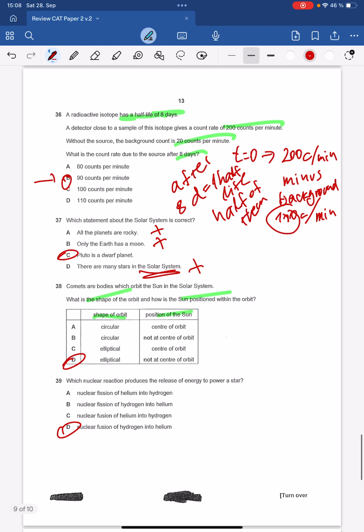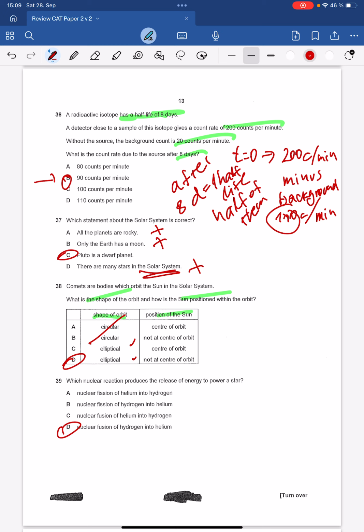Which is the shape of the orbit and how is the sun positioned within the orbit? Again, same structure as the previous questions, okay? 4 options. So the shape of the orbit of a comet, we should know it's not circular, it's elliptical. So C and D are the only options. So now you can easily increase your chances to 50-50 from 25%.